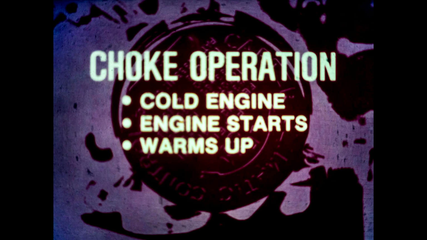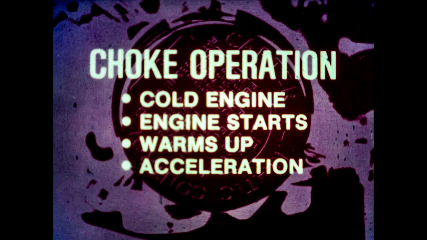As the engine warms up, the bimetal spring relaxes tension, allowing manifold vacuum to open the choke valve. When the engine accelerates during the warm-up period, manifold vacuum drops and slightly closes the choke valve. Since the choke valve is pivoted off-center, incoming air pressure partially opens the valve, allowing the engine to breathe.